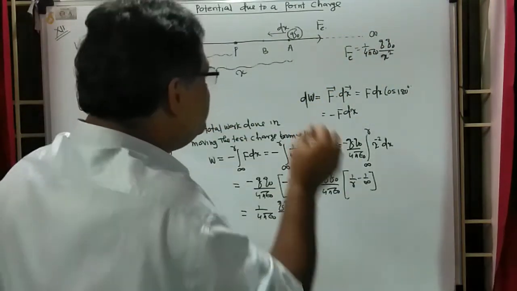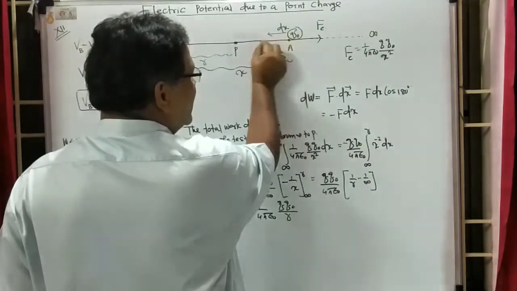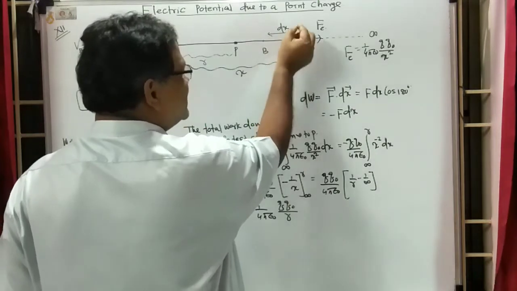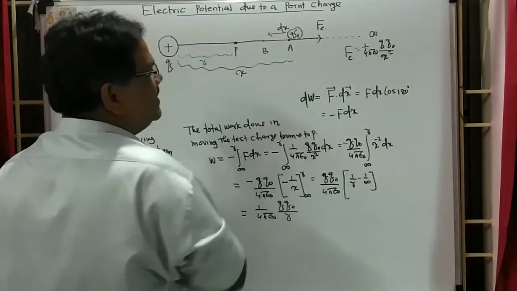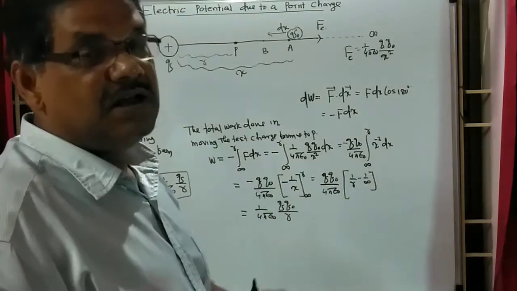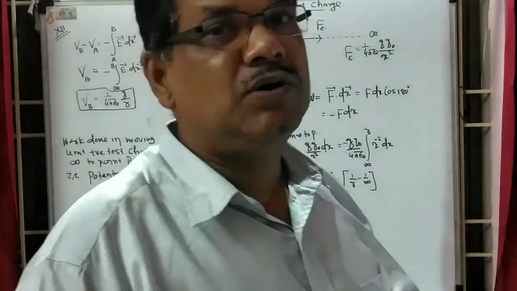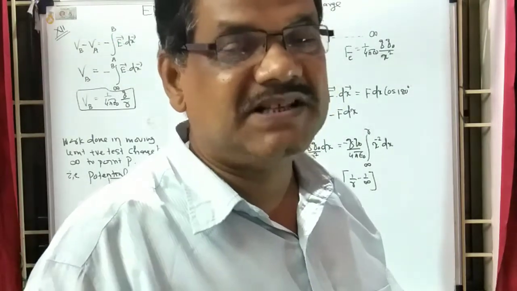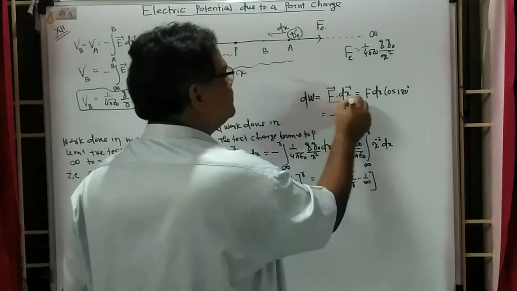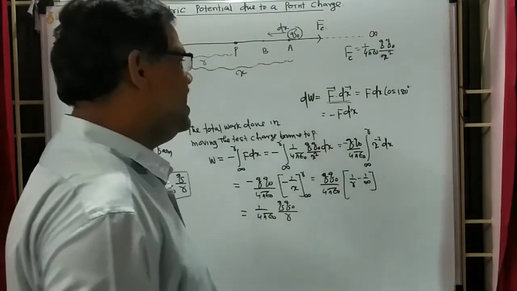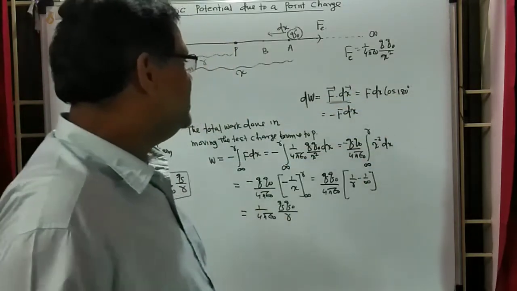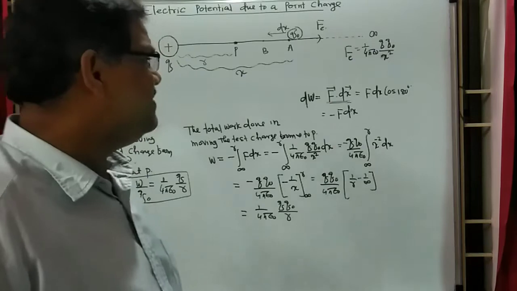Our target is, if you bring the test charge Q naught from A to B through a small distance dx, what will be the work done? You know the work done equals the dot product of F and displacement, F dot ds. F dot ds is the work done, and this will be equal to F ds cos 180. So I am writing dW equal to F dx cos 180.